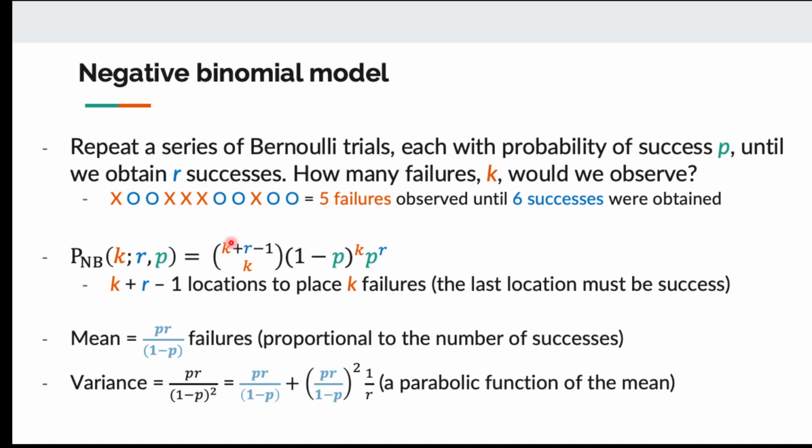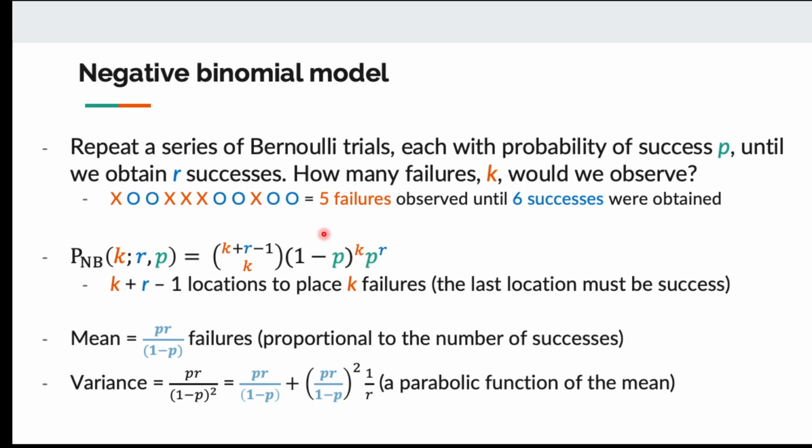So we know that there must be a certain number of tosses, a number of trials, and we know that some of them are failures, the rest are successes. The failure has probability of 1 minus p, and the success has probability of p. So it's just k plus r minus 1 choose k, times (1 minus p) to the k, and then p to the r. So this is not that difficult.